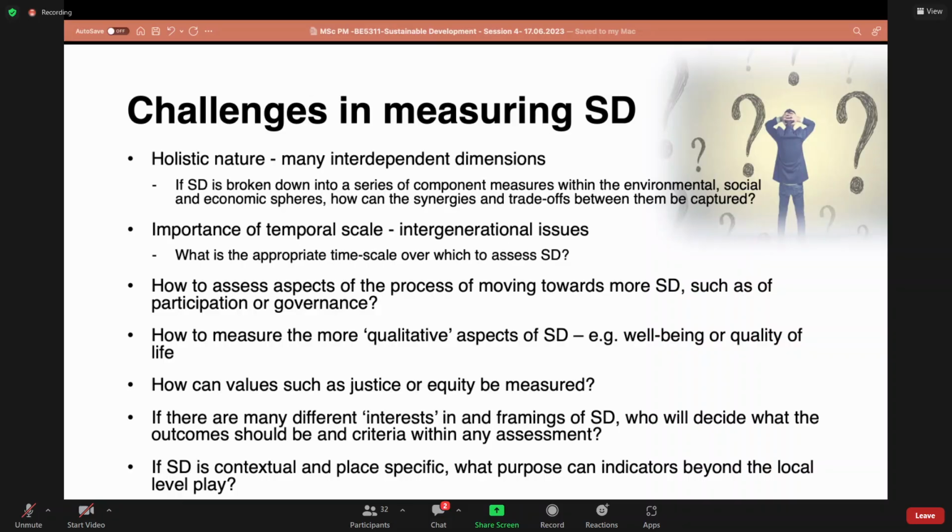Then another concern people have is what time scale to use when it comes to assessing sustainability. So we talk about intergenerational issues, not harming our future generations. So how far should we look? Is it the next 5 years, 10 years, 20 years? So what is the correct time scale to use?